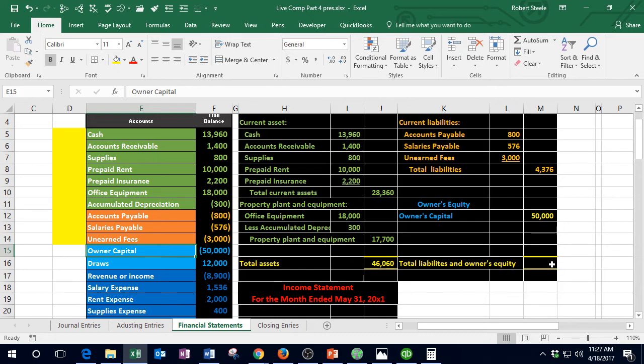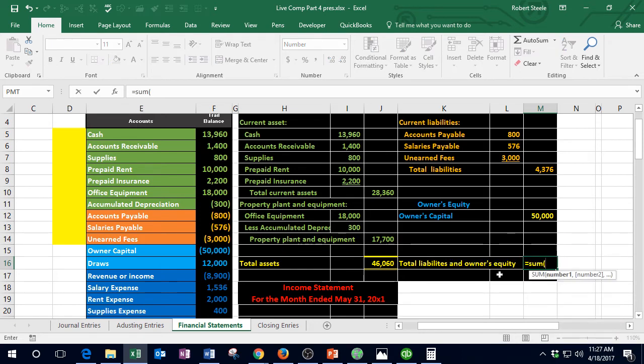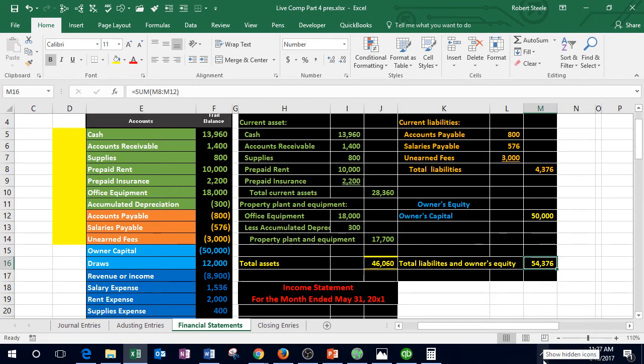And then if I sum up the liabilities and equity, does that equal the total assets? Are we in balance? And we're going to say, no, we're not in balance because the 54 of the liabilities and equity is not the same as the total assets. Why? What is wrong here? If we check each number, we check the assets, 4660, liabilities, 4,376, owner's capital.